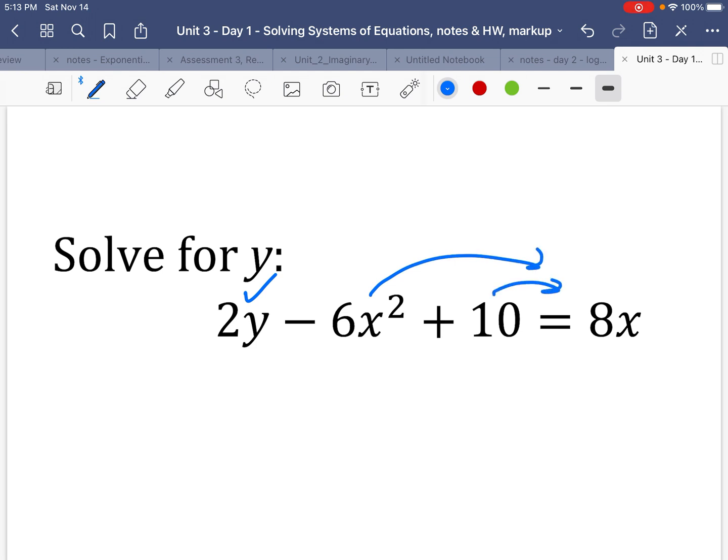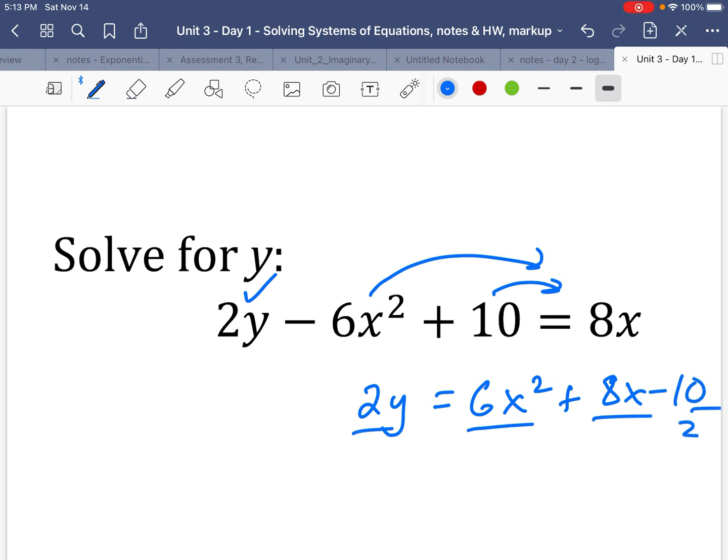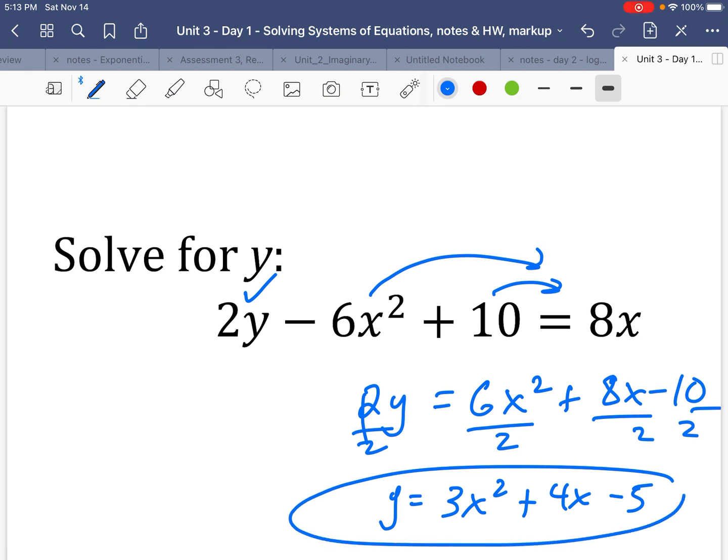All right, so this one, I think I'm going to leave him here for now. I'm going to move these guys to the other side. So I have 2y equals, the 6x² becomes +6x². Then I'm going to put my plus 8x after that, and then the 10 becomes negative behind it. All right, then I should divide everything by 2. So I get y equals 3x² plus 4x minus 5.